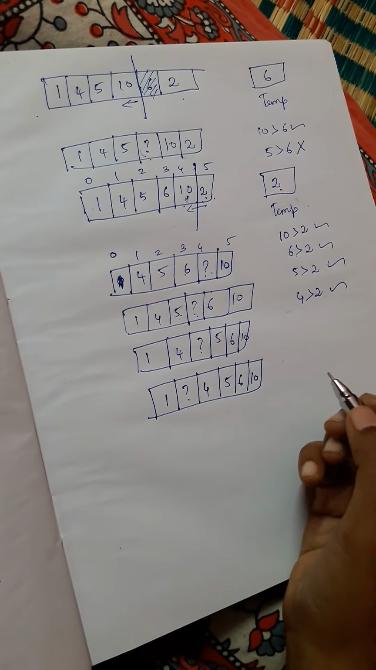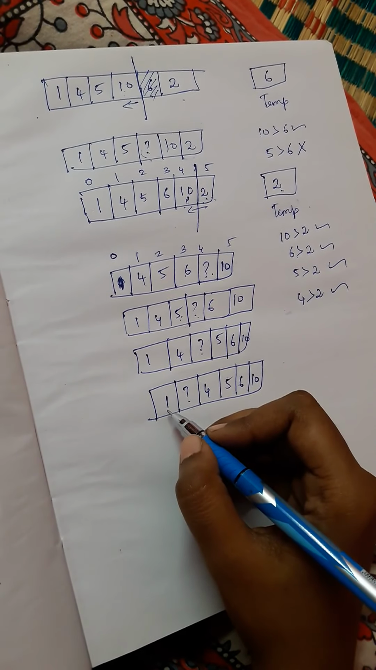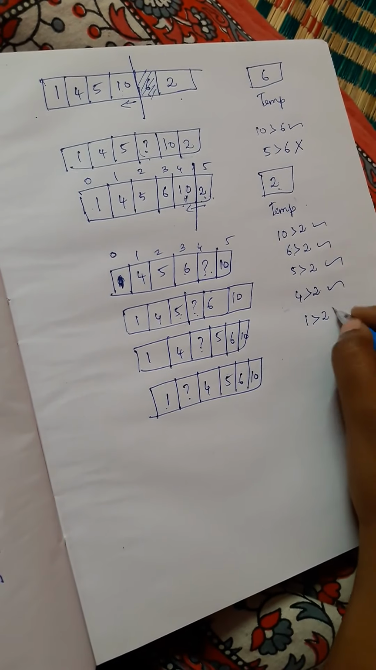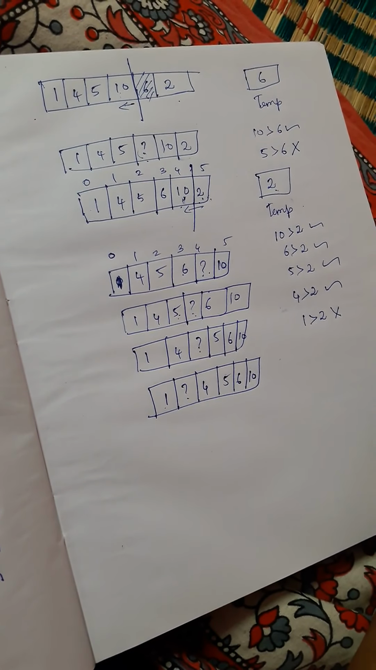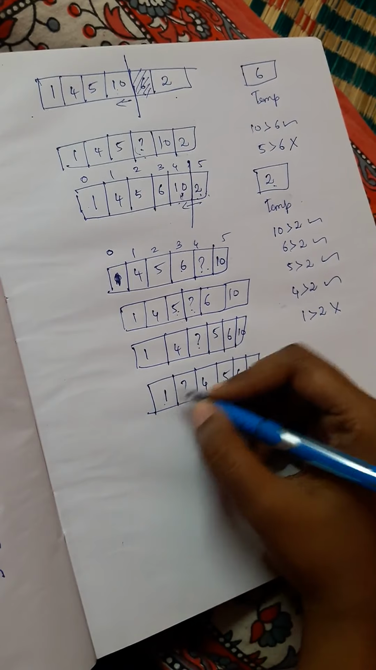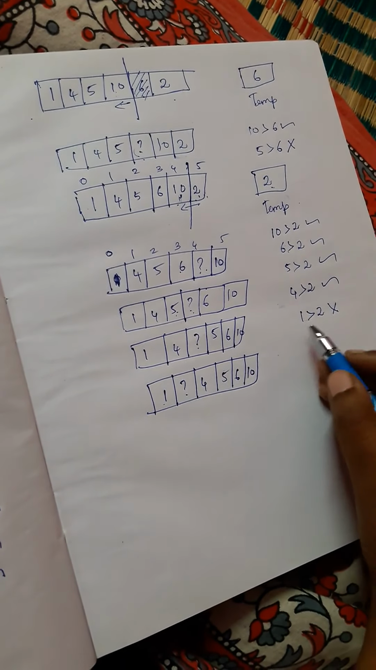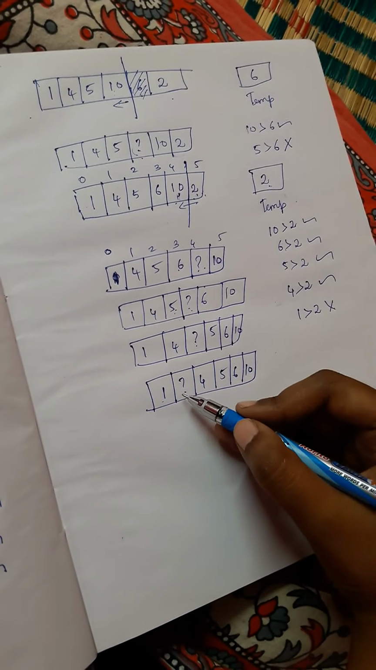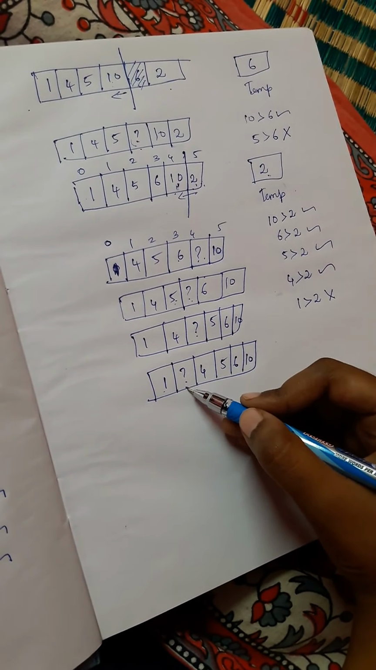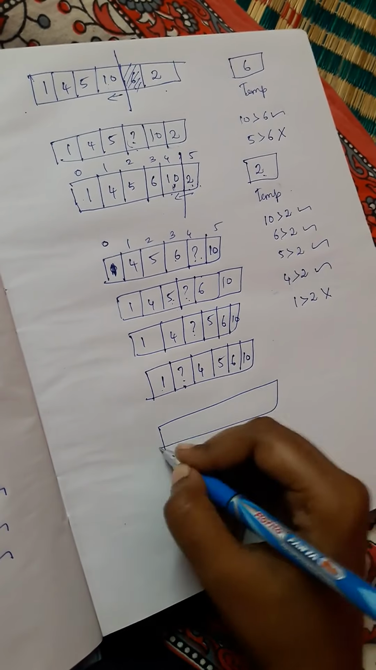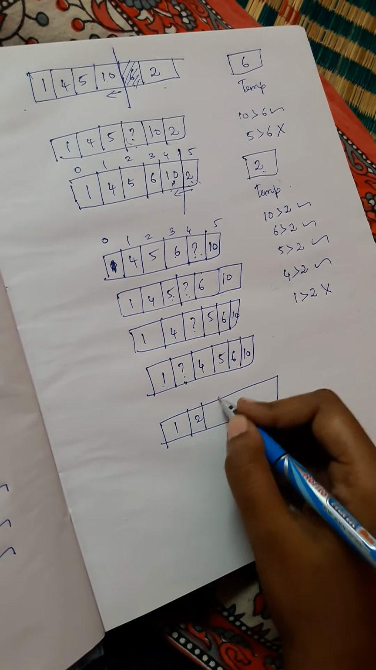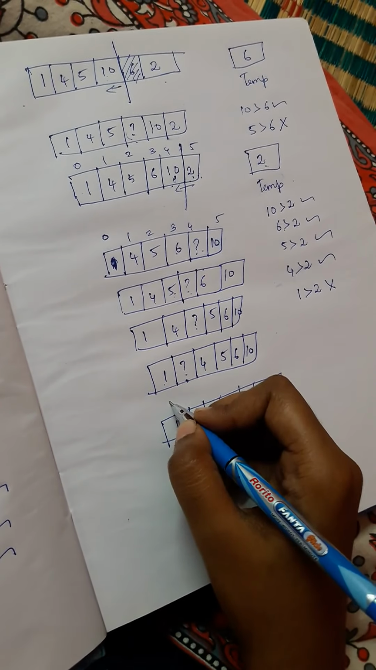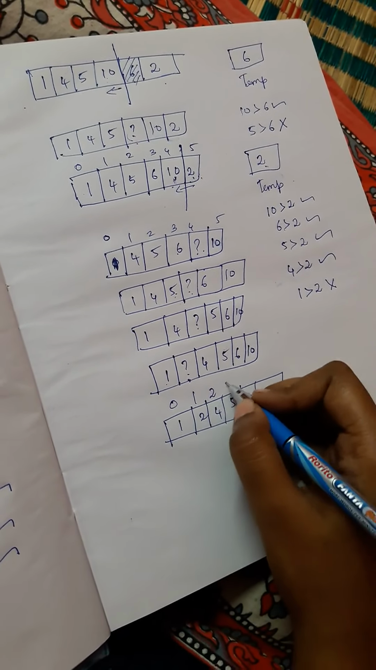Okay, so now what I will do, I will compare this 1 with the 2. 1 is greater than 2? So this condition is failed. So I cannot move it one step forward. This 1 cannot be moved one step forward because this condition is failed. What I will do, I will put that value 2 in this position. Okay, so 1, 2, 4, 5, 6 and 10. So this is a sorted order.